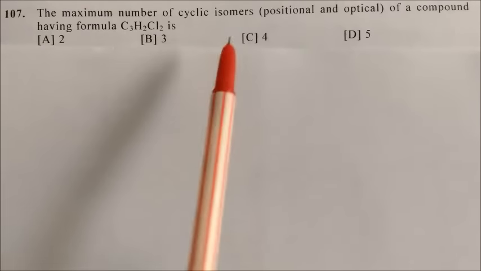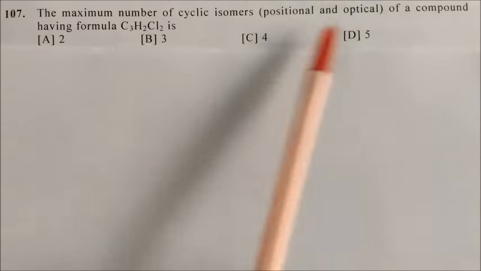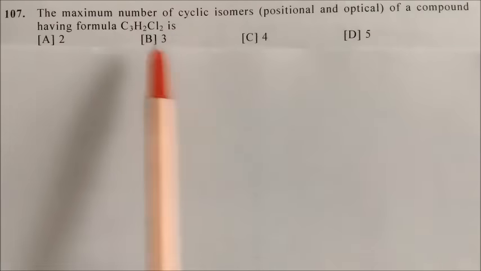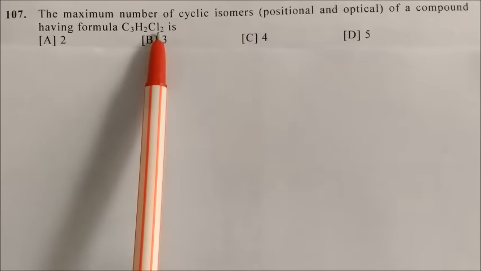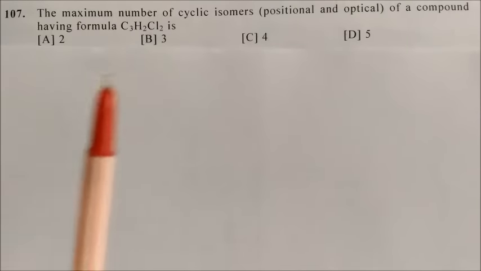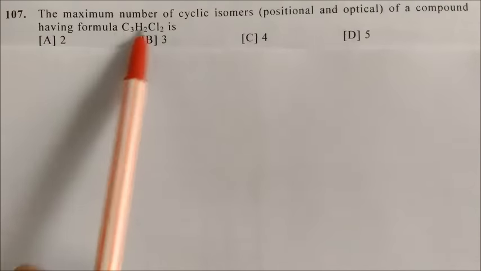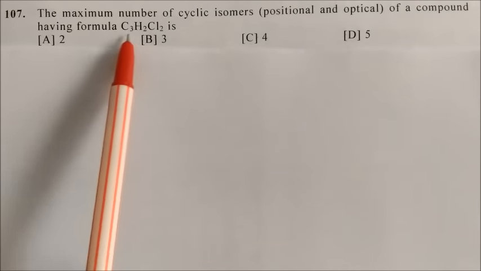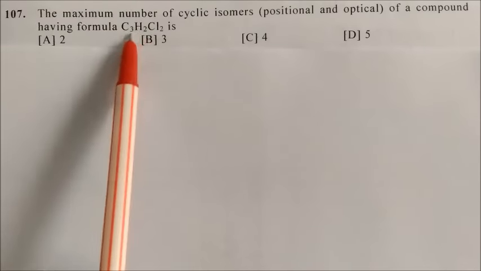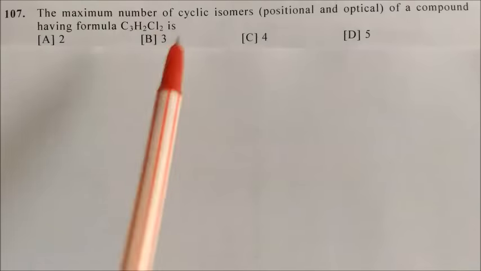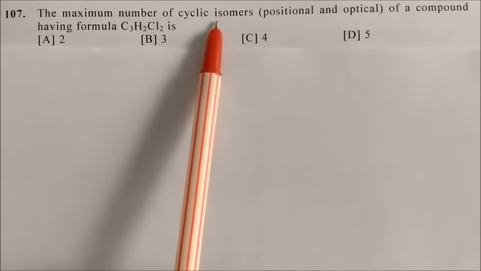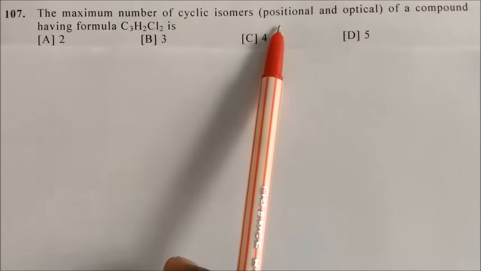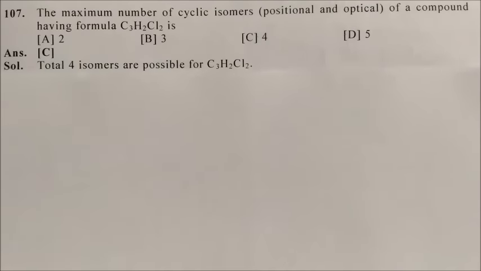The maximum number of cyclic isomers, which includes positional isomers and optical, of a compound whose formula is C3H2Cl2. So C3H2Cl2 means, if you see the degree of unsaturation, it is 2, because it will form an alkane C3H4. So C3H4 is the formula of alkyne. So it has a degree of unsaturation of 2. So for 2, the compound must have one ring with one double bond. And in that case, we have to find the positional isomers and optical isomers. So let us see the process.